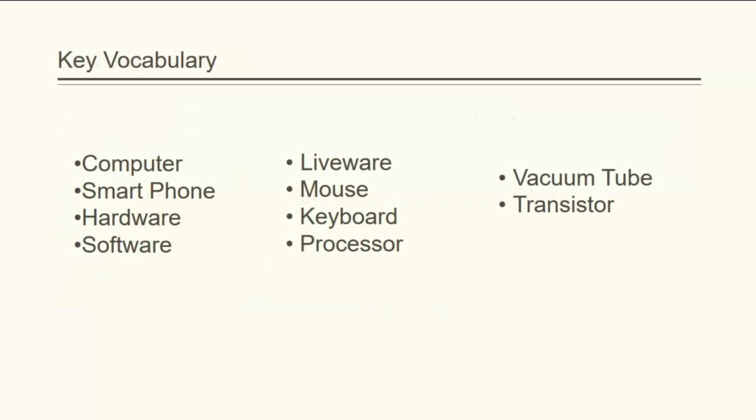These are some of the terms you will come across while studying this subject. Let's quickly go through. Computer, smartphone, hardware, software, liveware, mouse, keyboard, processor, vacuum tube, transistor, and so on and so forth. Whilst these words keep on popping up, let's find out what they mean so that we can also be aware and be able to explain them well.